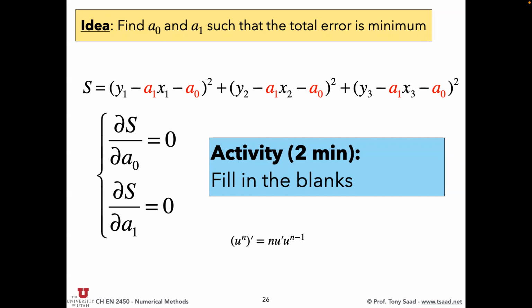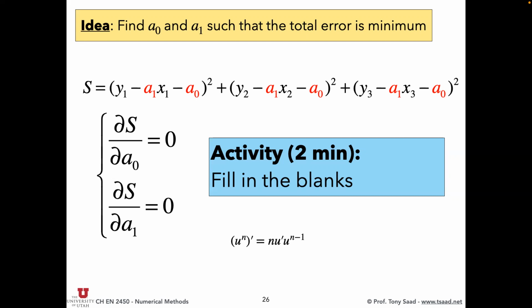Kind of stuck. Okay, maybe I'll help you with A0. I'll just take one term. So dS by dA0, the first term. If you take y1 minus A1 x1 minus A0, that's your u to the power n. N is 2. So that gives you 2 times u prime. That's the derivative of that quantity with respect to A0.